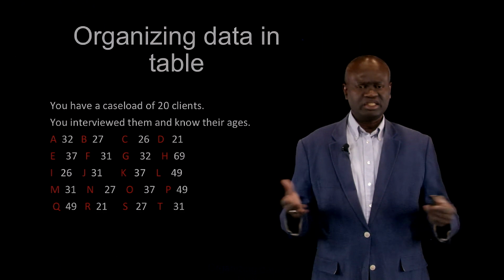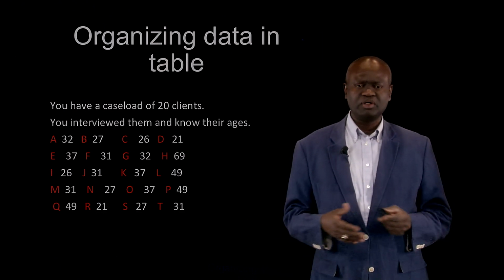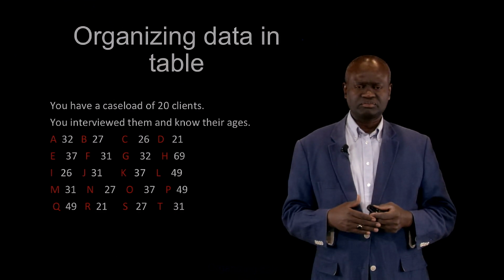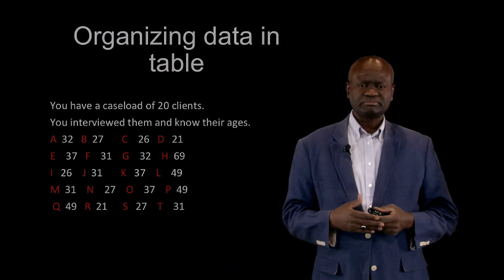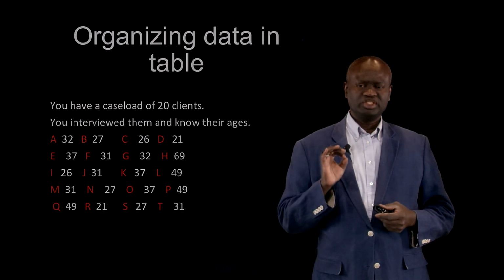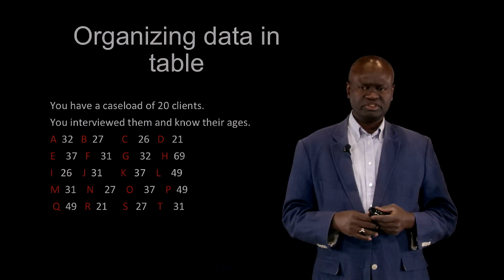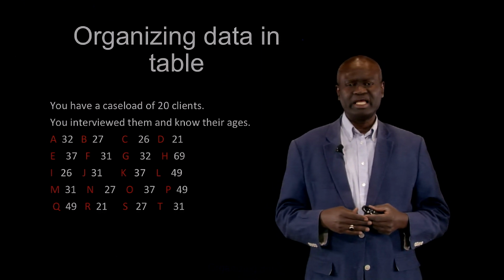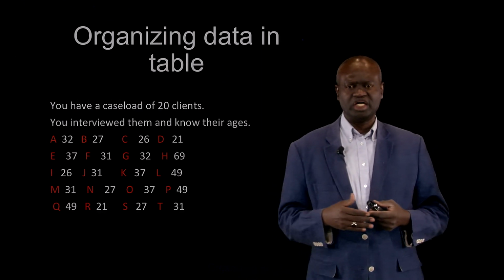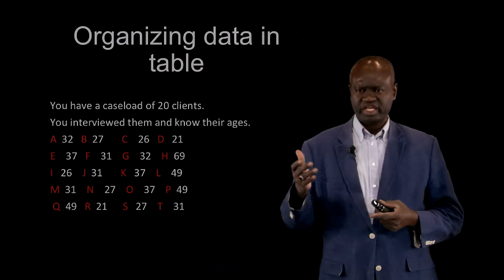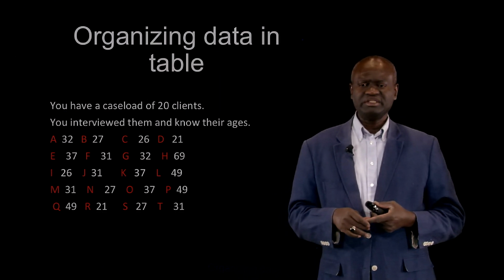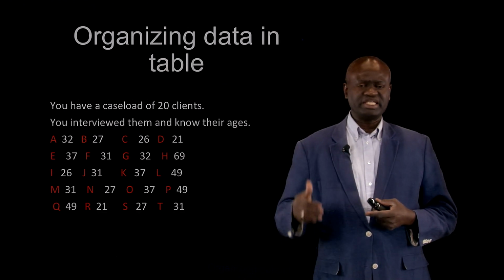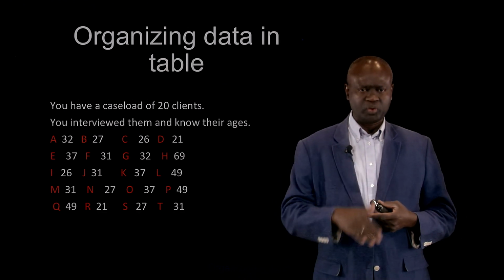You are in an agency of homeless people, and you have 20 clients. You interview them, and you know the age of each of them. So you have their names. Instead of using names, I use alphabetical letters. So A, B, C, D until T. So 20 letters, which represent the names of your 20 clients.